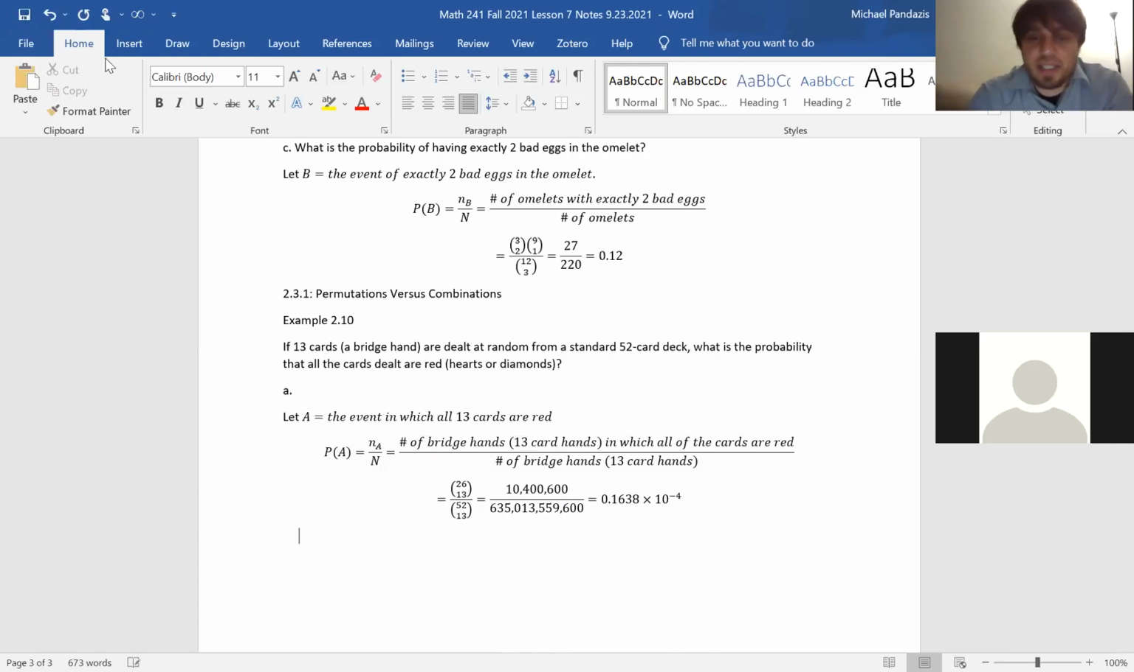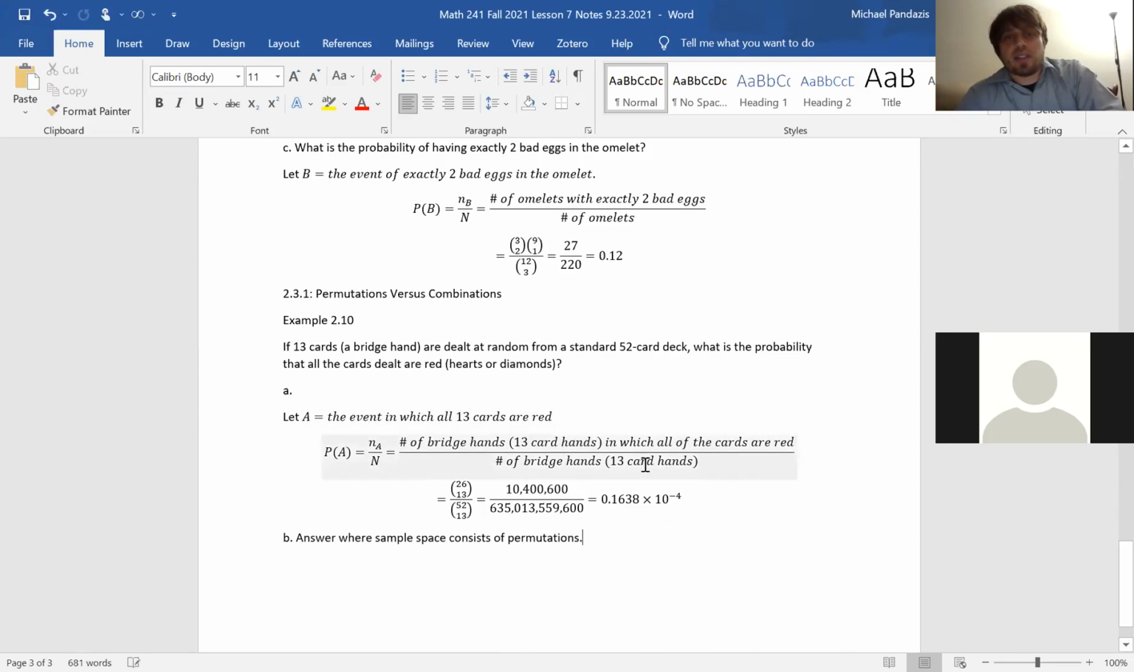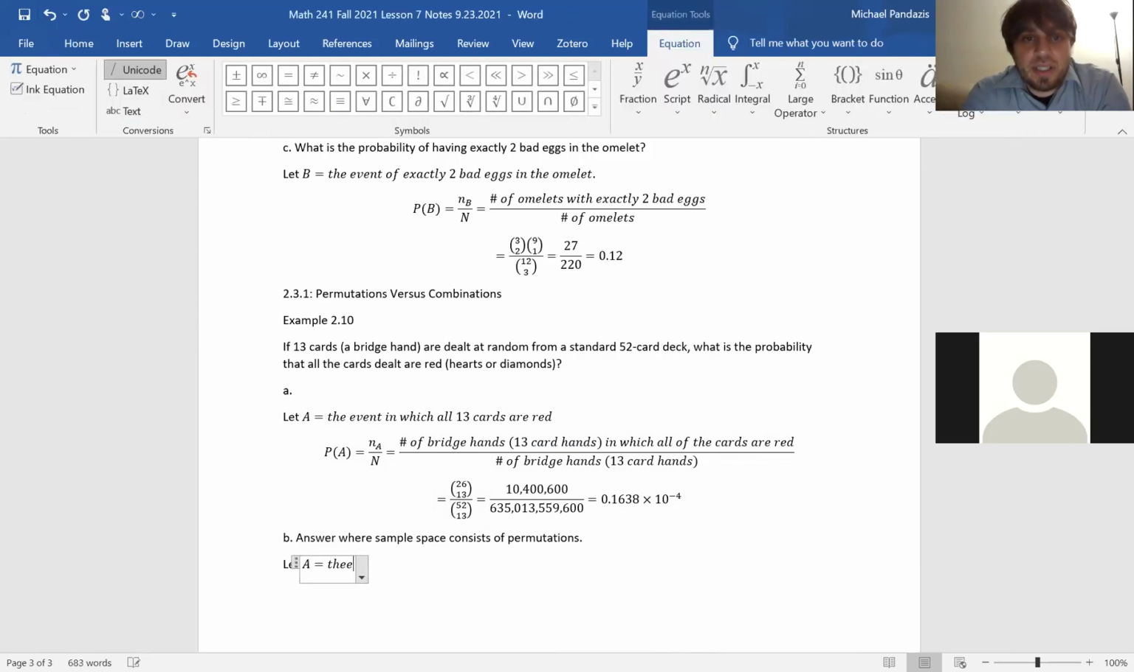Okay, so that's A. Okay, so part B, answer where the sample space consists of permutations. Okay, so in part A, we used combinations to calculate the number of bridge hands and the number of all red bridge hands. All the cards are red. So we used combinations in A. Here we're going to find the probability using permutations. So we're going to let A be the same event. So let A equal the event in which all 13 cards are red.